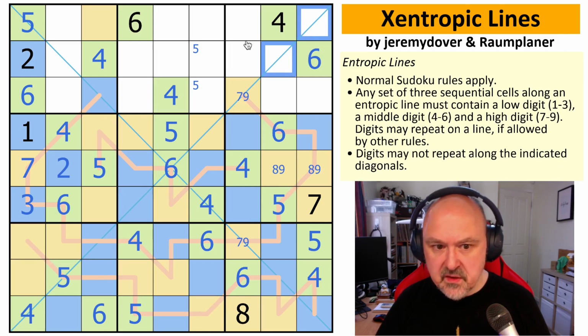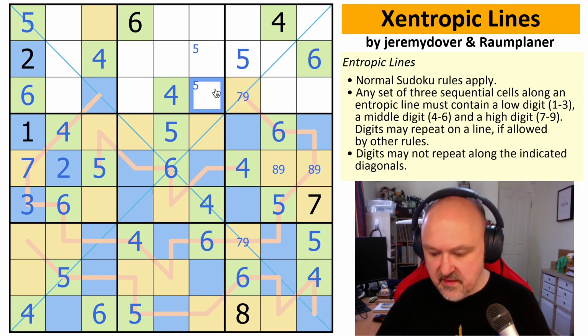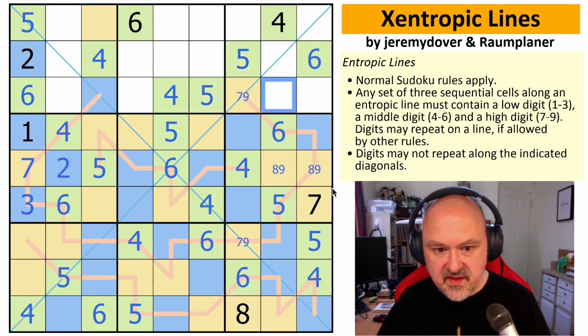Okay. Oh, wait a minute. 5, 5. 5 is in one of those, but there's a 5 there. So that's the 5. That's the 5. That is not the 5. They become green. And I think that's all the greens completely done.